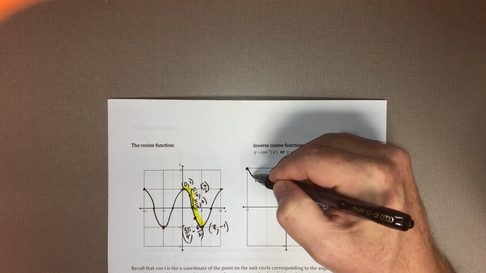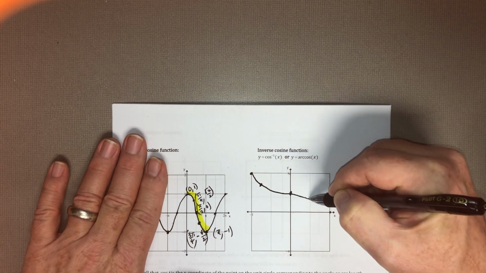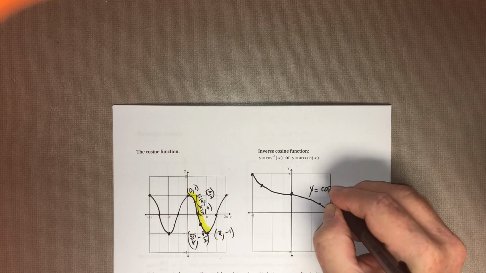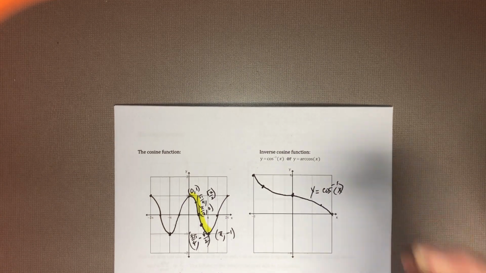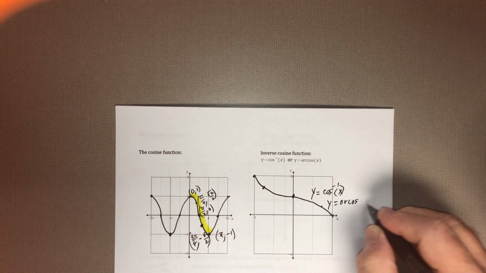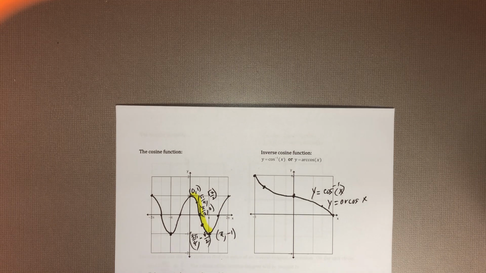So that graph will come down likewise, and then it'll curve over likewise. And that is y is equal to the inverse cosine of theta or x, whatever you want to call it. It is also called the arc cosine of x, or theta. And the thing we need to realize is this. Recall that the cosine of t is the x-coordinate of the point on the unit circle corresponding to the angle or the arc length of t.